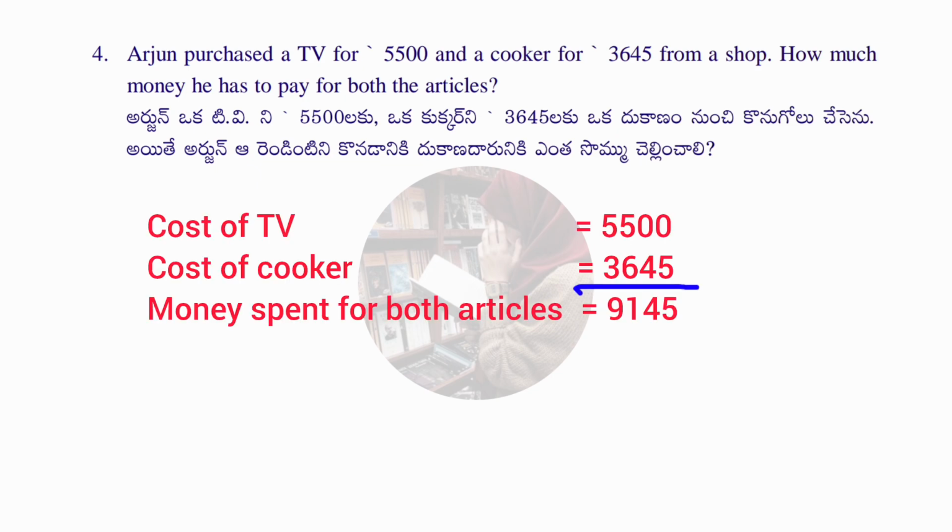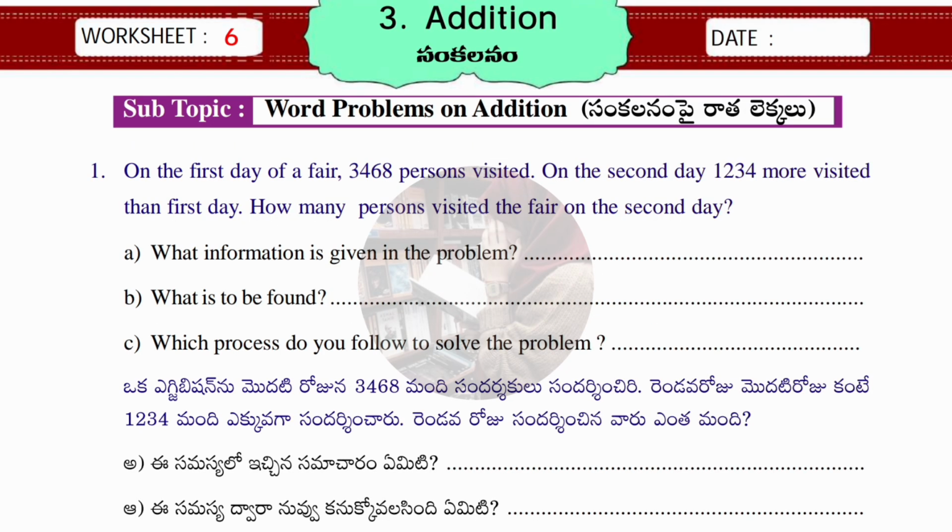Cost of TV is 5,500. Cost of cooker is 3,645. So total amount of money spent for both items or articles, you have to add both the amounts. Okay, so 0 plus 5 is 5, 0 plus 4 is 4, 5 plus 6 is 11. 1 carries to thousands place and 1 write down here. Then 5 plus 3 plus 1, which is 9. So total amount he spent to buy both the items is 9145. Okay, have you understood, guys? Okay, now we'll move to the next worksheet, that is worksheet number 6. Here the subtopic is word problems on addition.